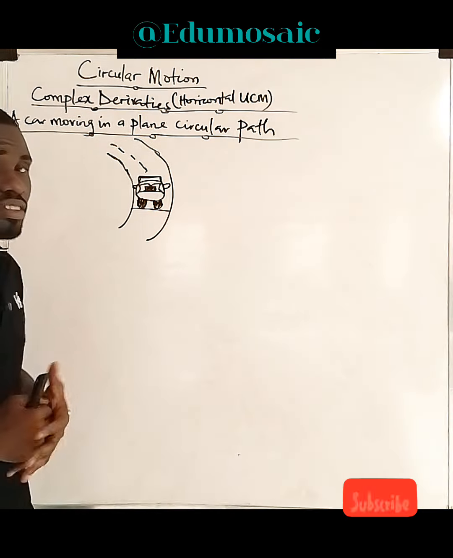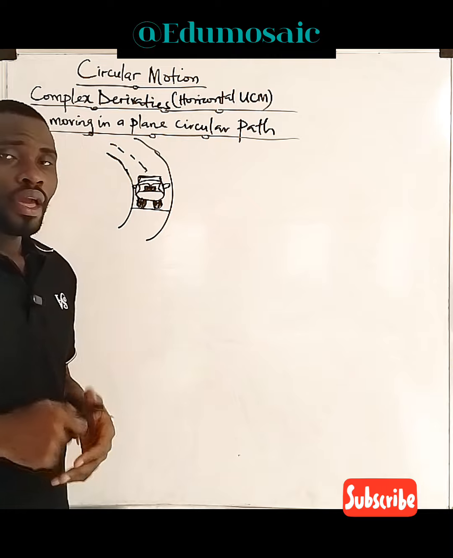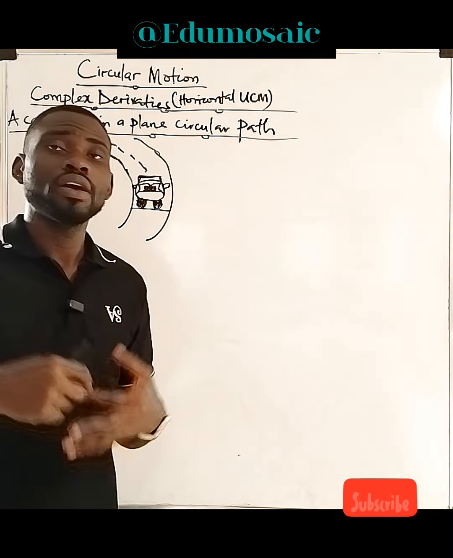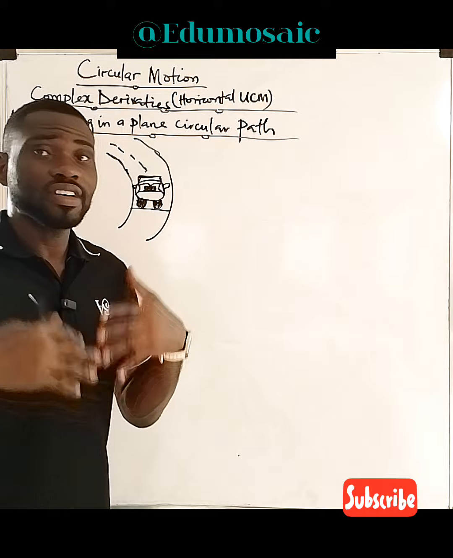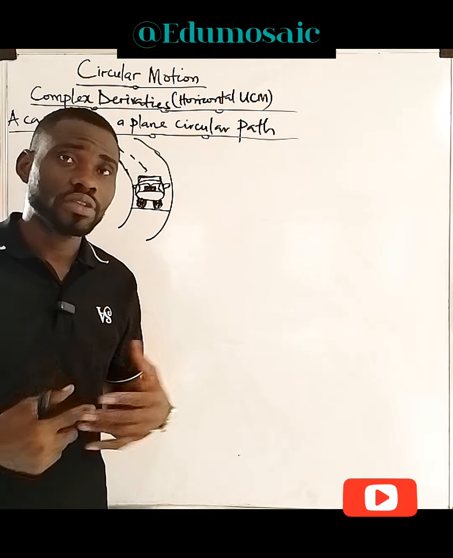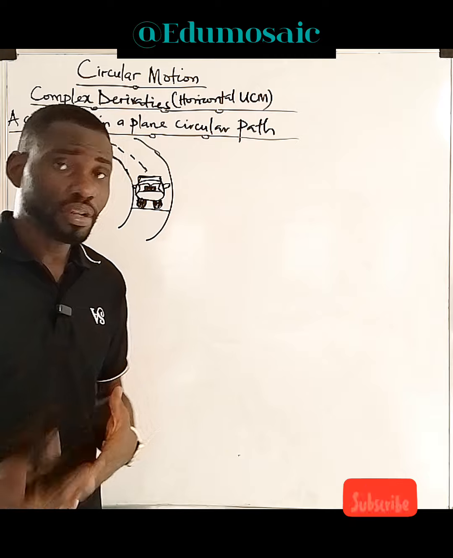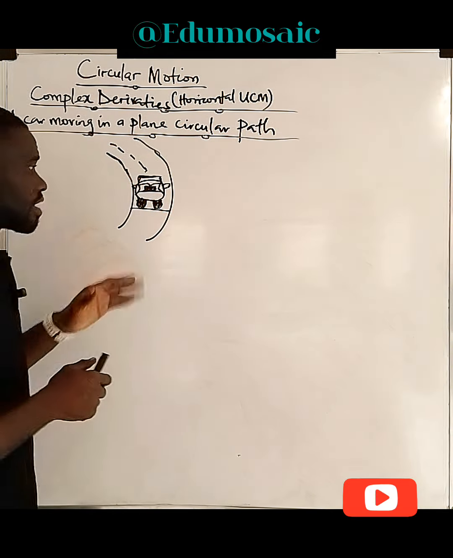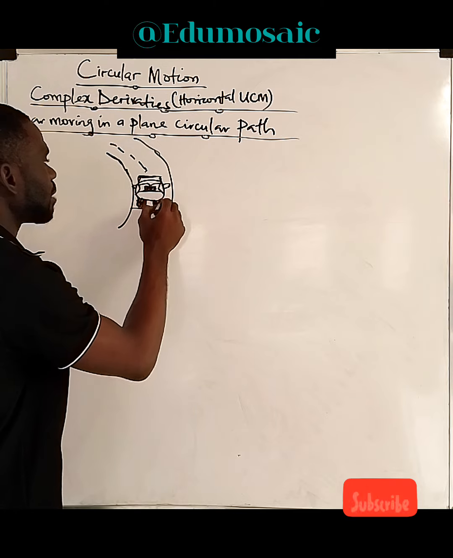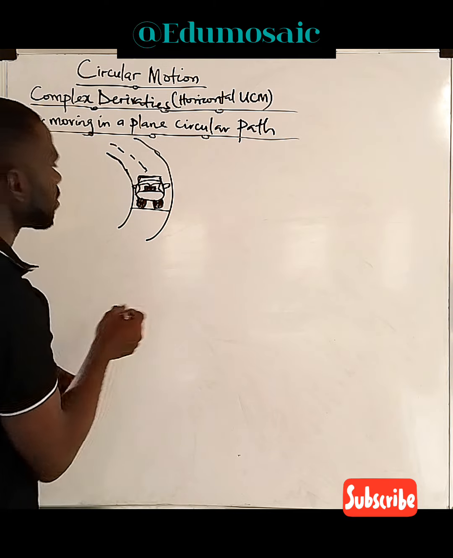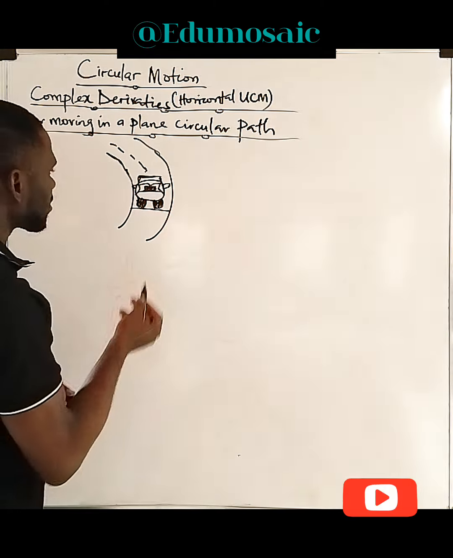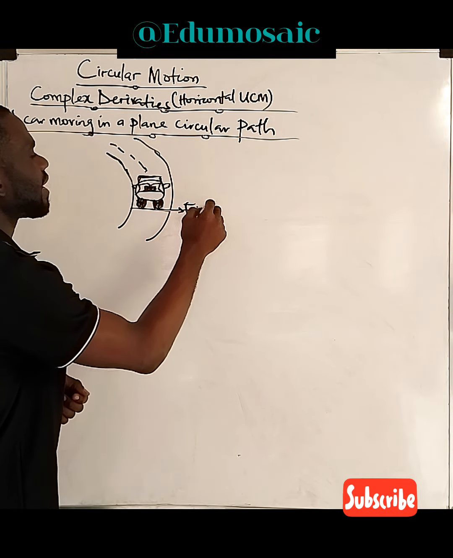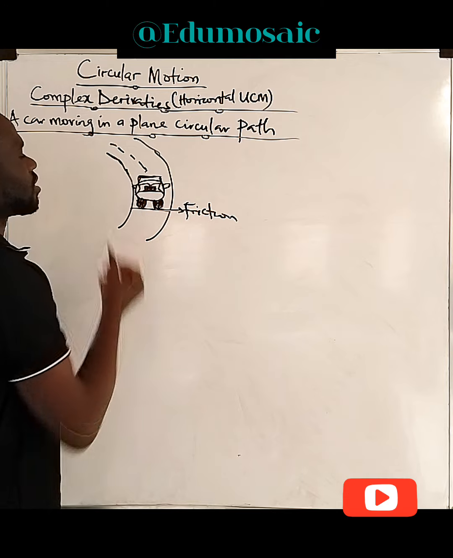Now, don't forget, in our previous lesson on the conical pendulum, it was the tension in the string that brought about the centripetal force. That's for the conical pendulum. But for this, there's no string here. What helps this body to keep moving in the circular path is the friction in the tires. So you have a friction here, you have another friction here.